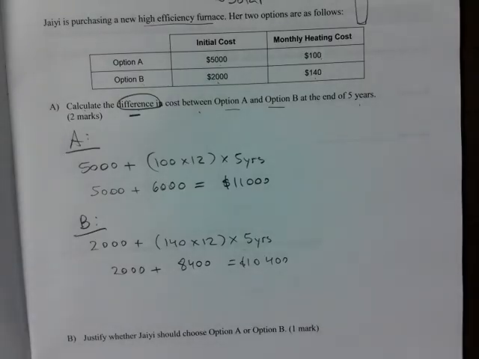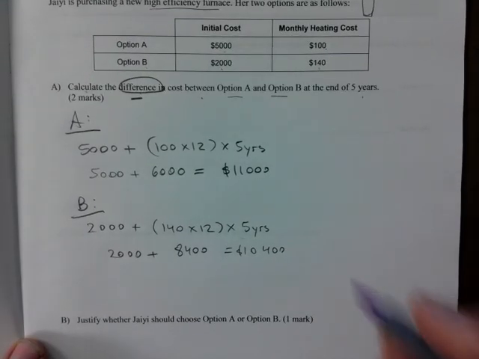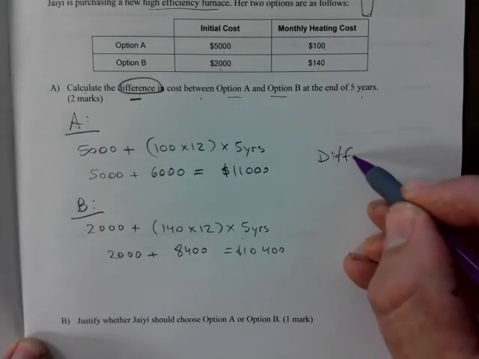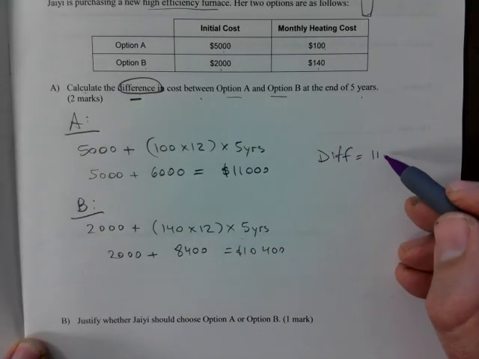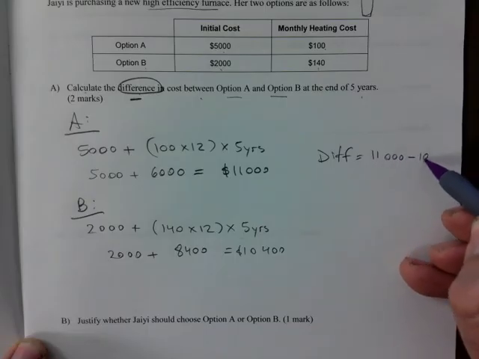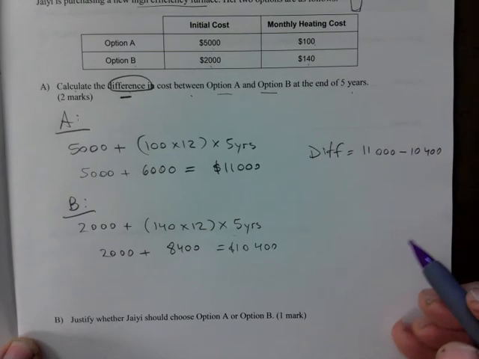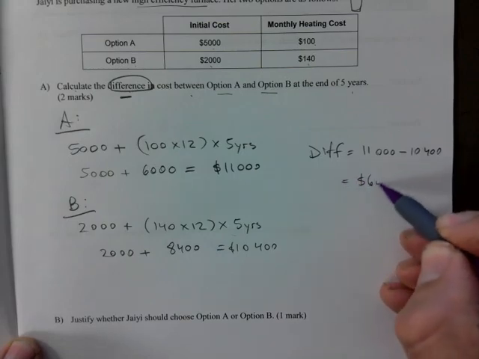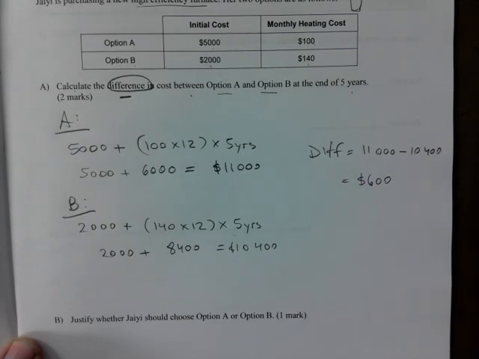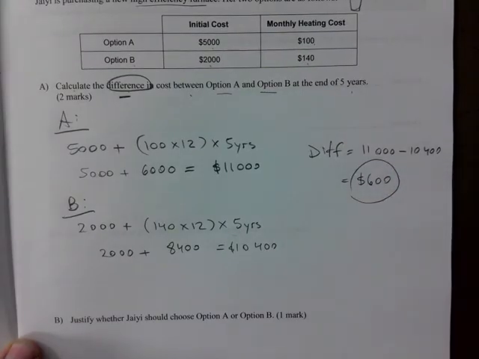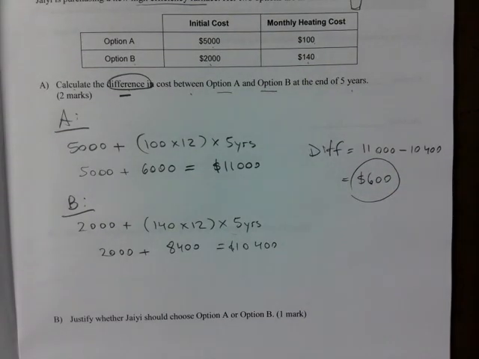So now you know how much you spent for each of them. The difference, you're just gonna go 11,000 minus 10,400. So it's $600 difference. That's what they want. Circle it, like especially when there's lots of numbers going on, you either label it clearly or you circle it.